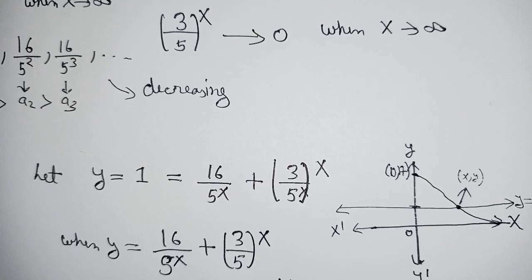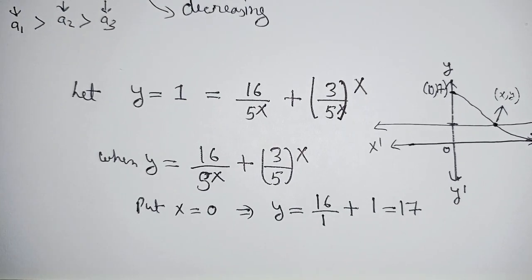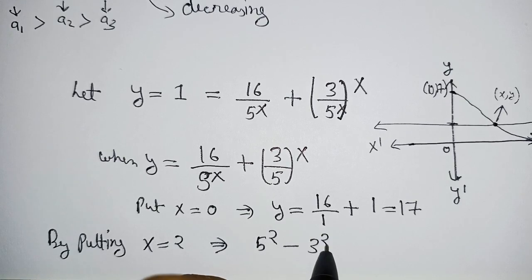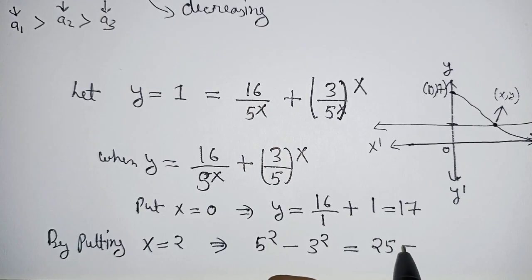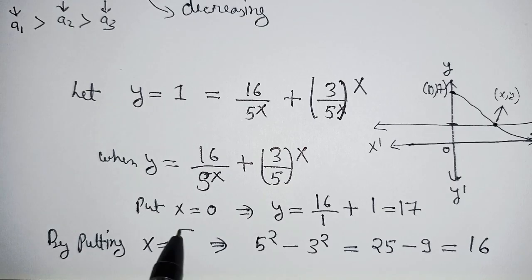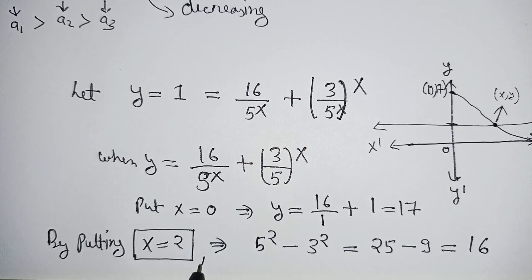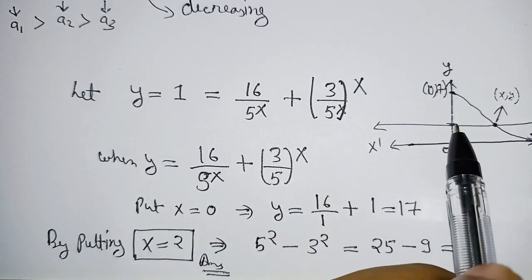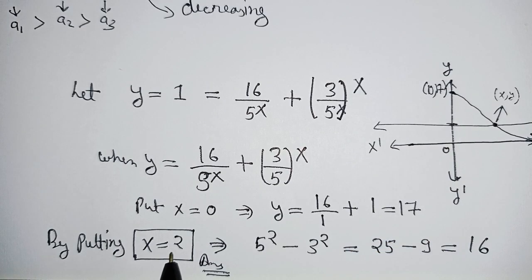And to find this point there is no direct method. We just need to use hit and trial. And when you use hit and trial by putting x = 2, this implies 5^2 - 3^2 will be equal to 25 - 9, which is equal to 16. So you can say that x = 2 is the only solution. This is the answer of this question, x = 2, because we have proved that there is only one intersection point of this function with y = 1. So there is only one possible solution, that is x = 2.